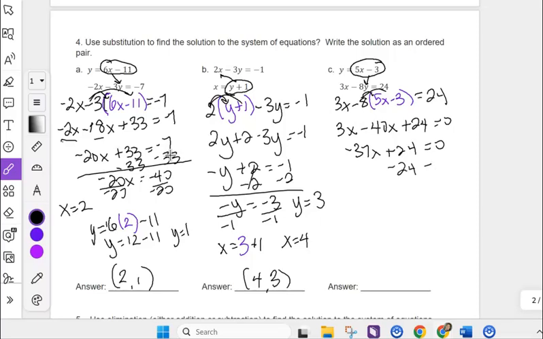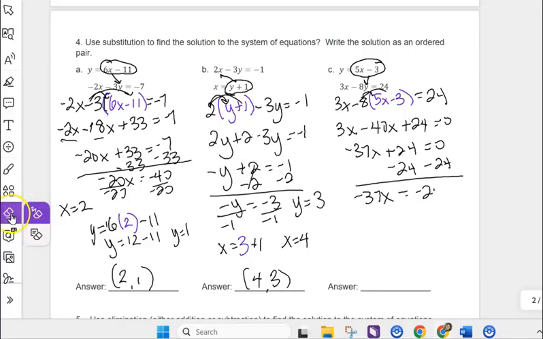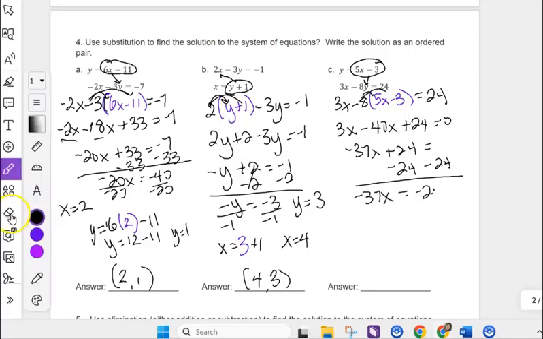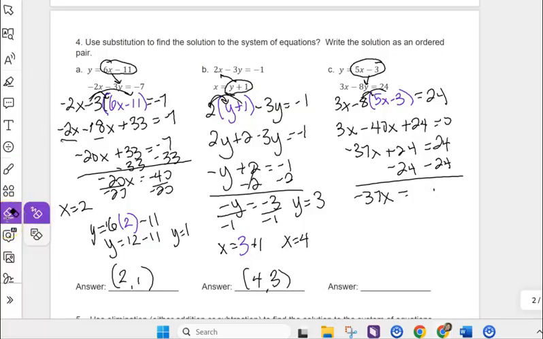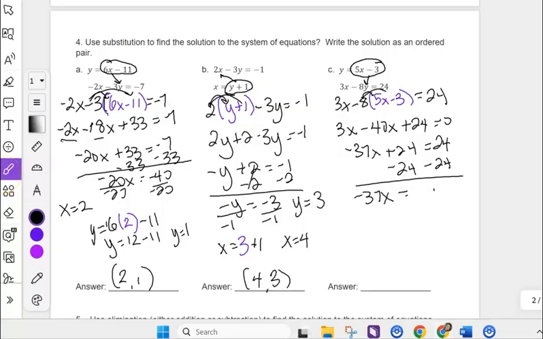Subtract 24. Negative 37x equals negative 24. Oh, this should have been, I was one step ahead. This should have been 24. 24 minus 24 is 0. Divide by negative 37.